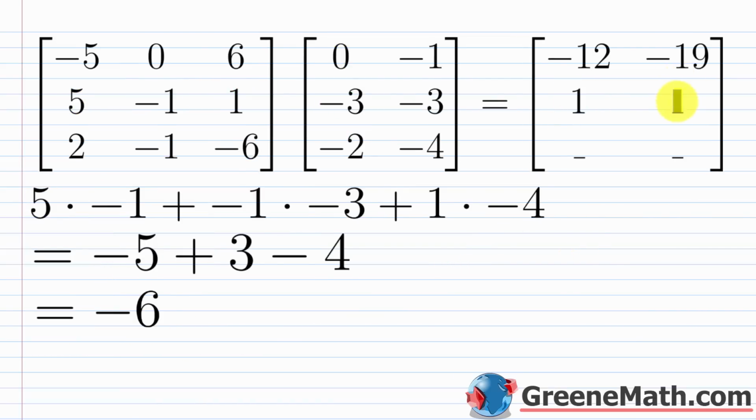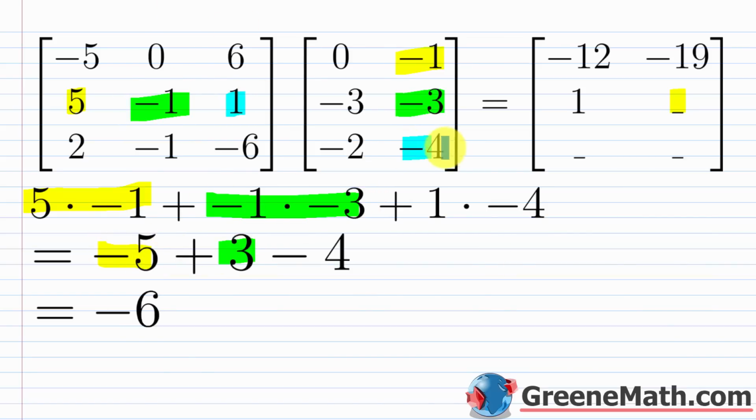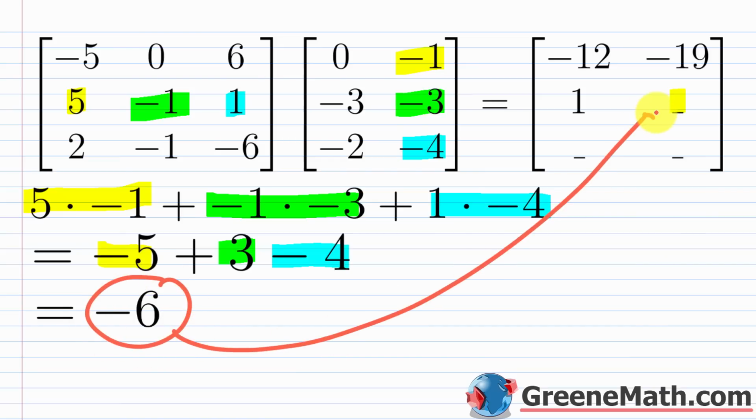Let's go through and look at this one, which is row 2, column 2. So this row and then this column. So let's go through and crank that out. So we're going to do 5 times negative 1. So this guy right here, that's going to be negative 5. Slide down, we're going to do negative 1 times negative 3. So this guy right here, that's going to be 3. Slide down, we're going to do 1 times negative 4. So that's this guy right here, that's going to be negative 4. So negative 5 plus 3 is going to be negative 2. And then negative 2 minus 4 is negative 6. So let's take this guy right here and let's plug it in right there. So this right here is negative 6.